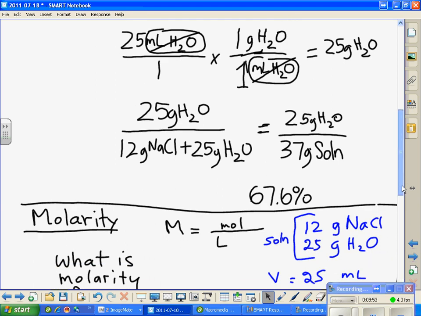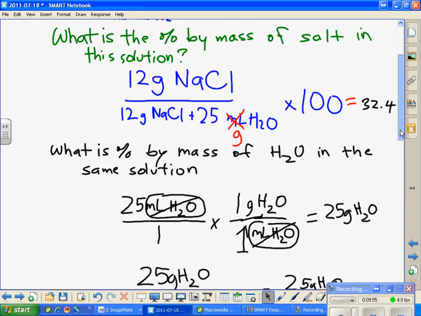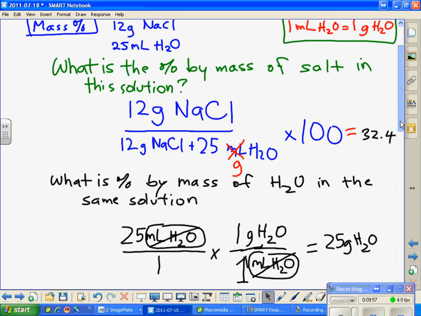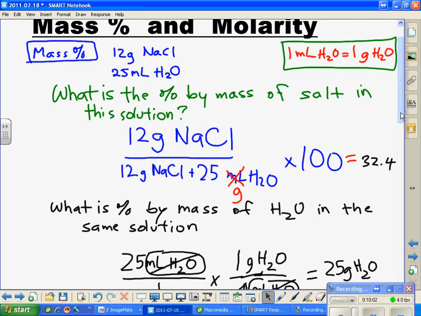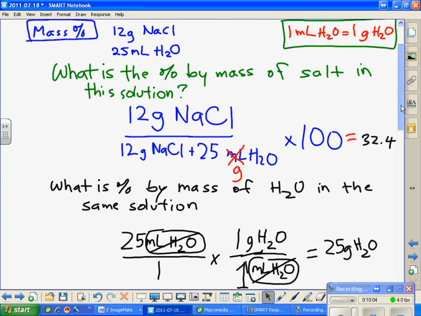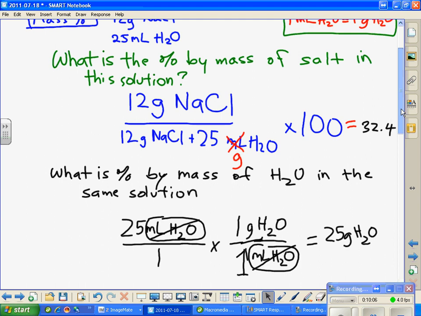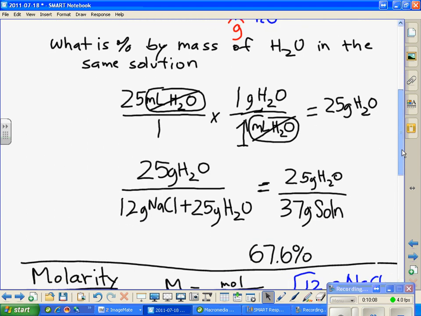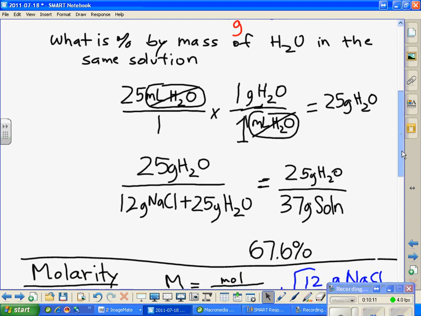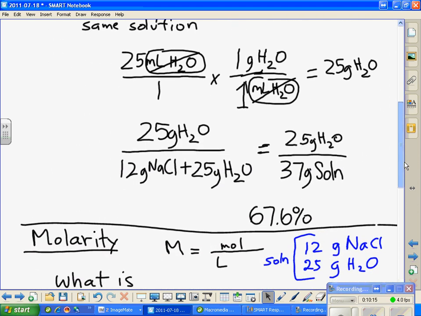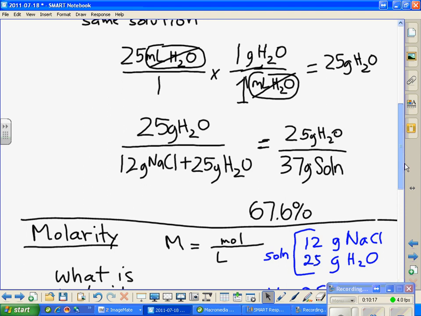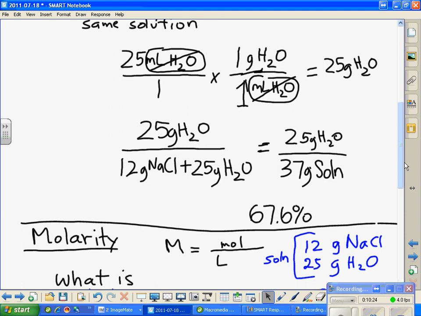In the first problem that we did up there, we found the mass percent of the sodium chloride. And in this one, we came up with a 32.4 for the mass percent of the sodium chloride, and then the mass percent of the water came up to 67.6, and the two added together should have come up to 100%, and they did, because we're talking about what percent of that solution is water and what percent is salt, and the total percentage has to add up to 100.